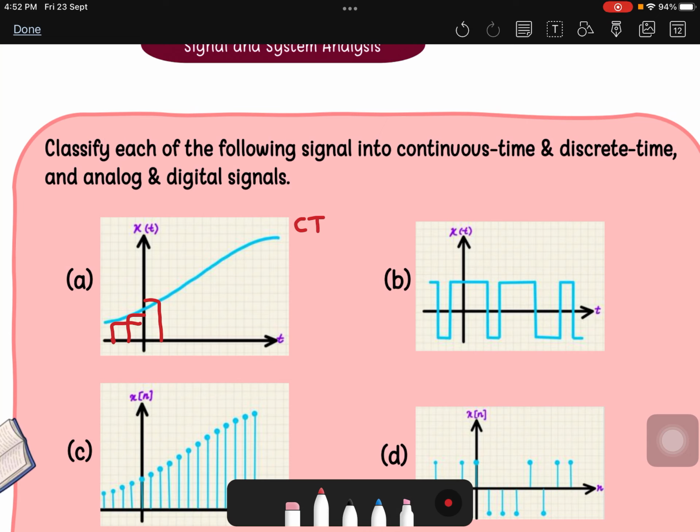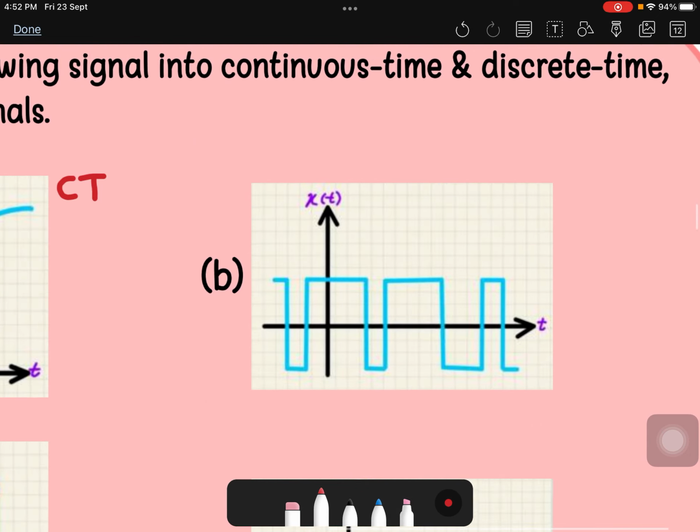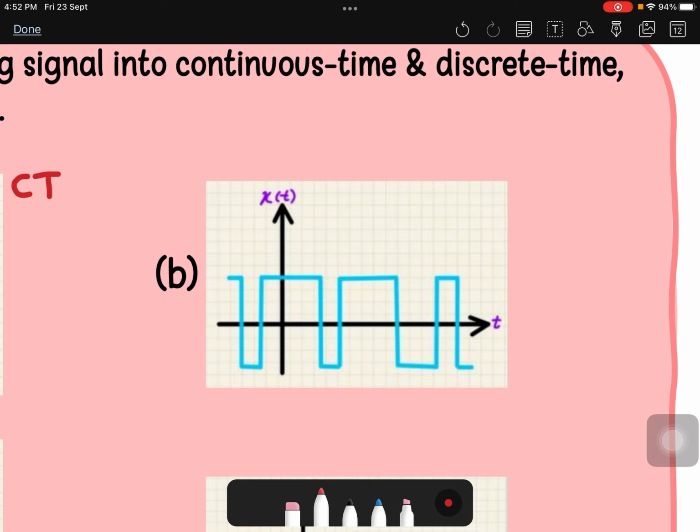For the signal shown in figure B, let me just enlarge it a little bit so you can see properly. Here, at this time, this is the amplitude of the signal. At this time, this is the amplitude of the signal. And at this certain time, this is the amplitude. So the amplitude also varies continuously with respect to time. Therefore this is also a continuous time signal.